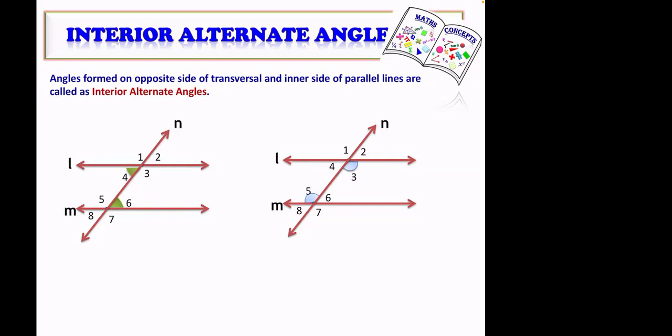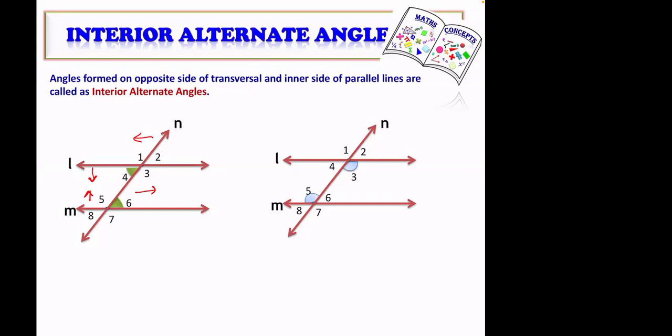Now we are looking at interior alternate angles. What are alternate angles? They are on opposite sides of the transversal. Here in figure 1, if you see angle 4 and angle 6. Angle 4 is on the left side of the transversal, whereas angle 6 is on the right side of the transversal. Is that correct? Now, why are they called interior? Because they are inside lines L and M. Below line L, above line M. Okay?